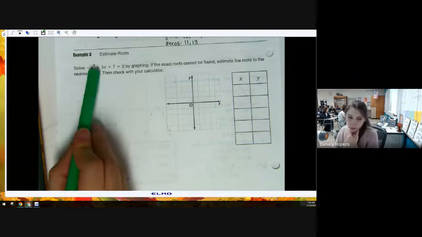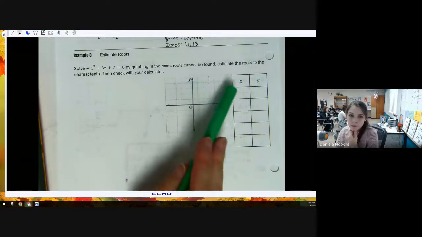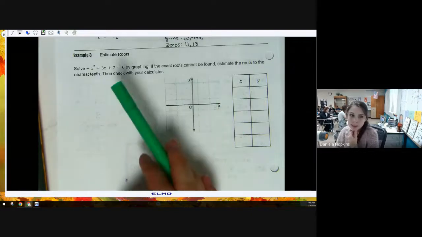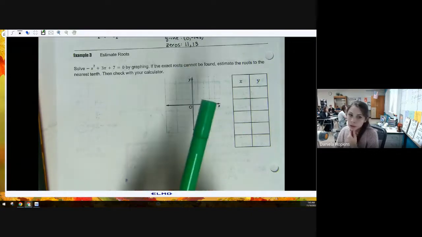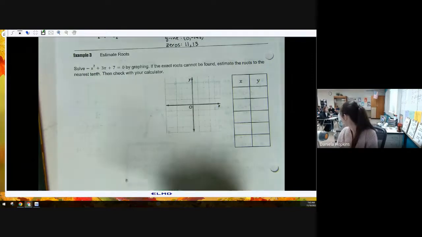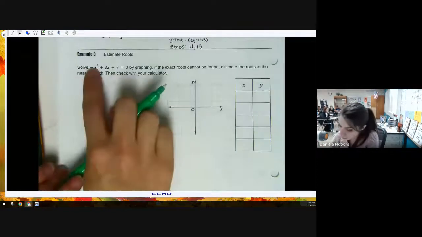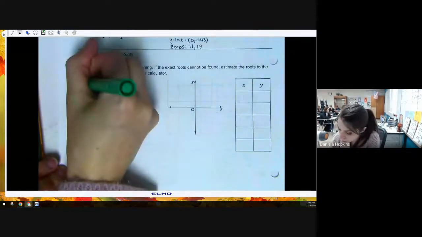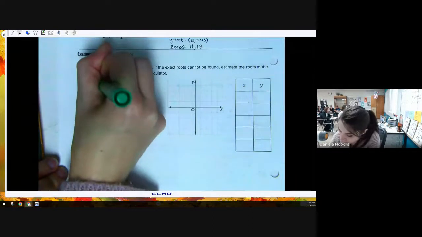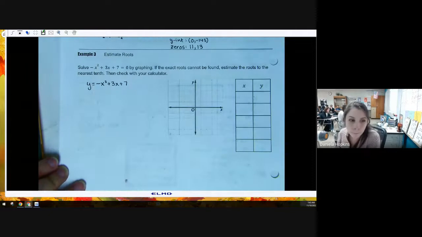This is already put in standard form for us, so it wants us to solve by graphing. If exact roots cannot be found, estimate the roots to the nearest 10th, then check your calculator. I said nearest 10th. I will always specify, like on the homework, what I want you to round to if it's not obvious, but don't sweat that too much. So the related function for this equation is y equals -x² plus 3x plus 7.